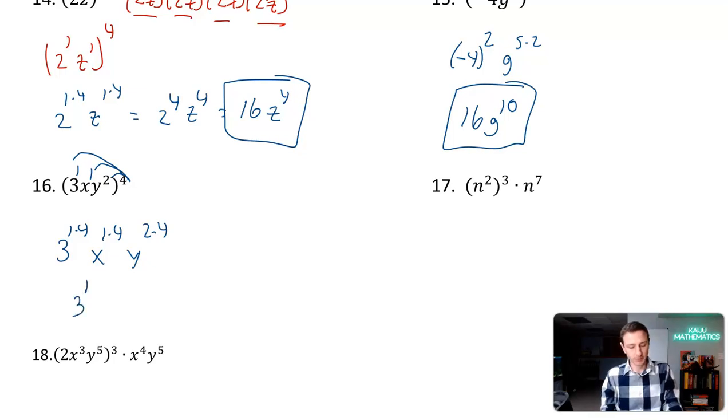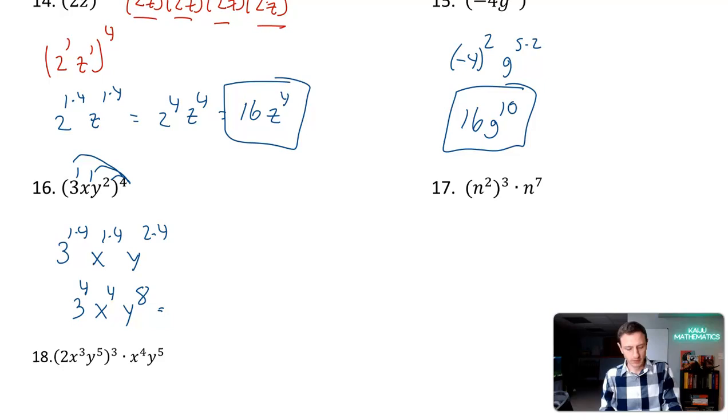So 3 to the 1 times 4 is 4. x to the 1 times 4 is 4. And then y to the 2 times 4 is 8. 3 to the 4th, let's take care of that. 3 to the 4th is maybe 81. Yeah, 81. So 81, x to the 4th, y to the 8th.